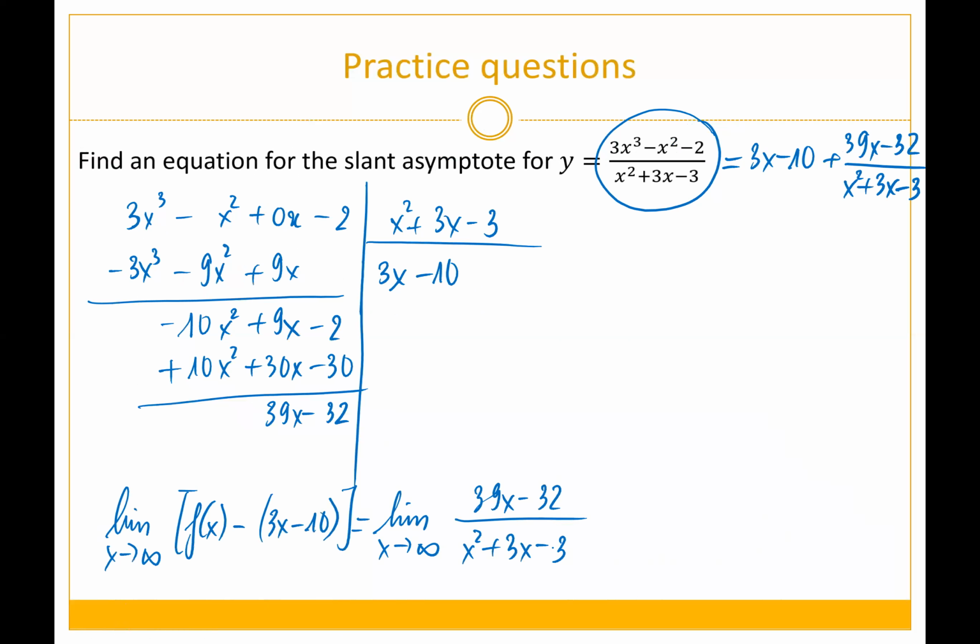Since you look at here, the highest degree in the numerator is 1, while that for the denominator is 2. The denominator as x approaches infinity goes faster to infinity compared to the numerator. So this is where we have a small number divided by a very big number, which is going to be 0. Therefore, based on the definition of a slant asymptote, I conclude that y equals 3x minus 10 is a slant asymptote.